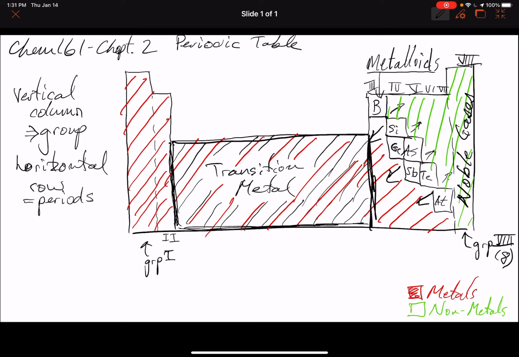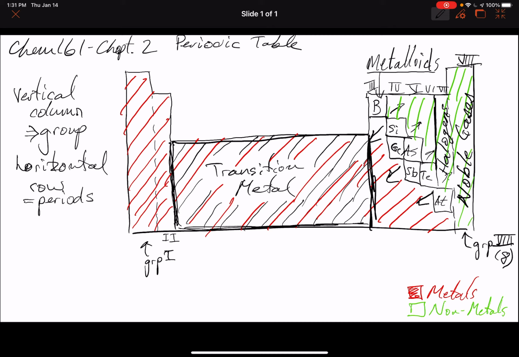The 7th column, right beside it, so not group 8, but 7, up until the staircase boundary, is where we have the halogens. Bromine, chlorine, iodine, fluorine, these are the halogens. So those are 2 special groups.